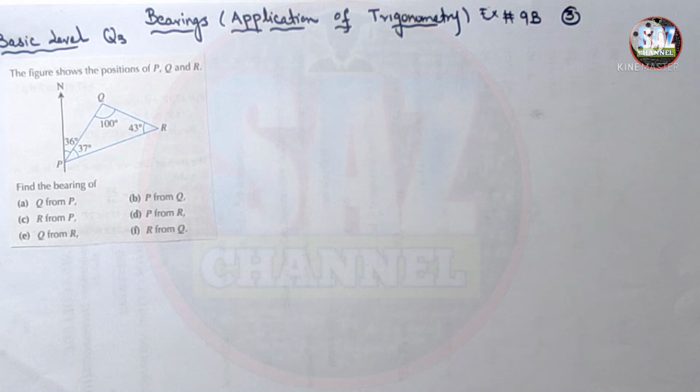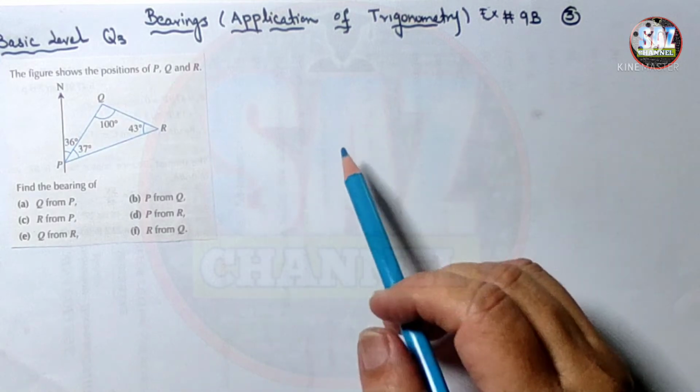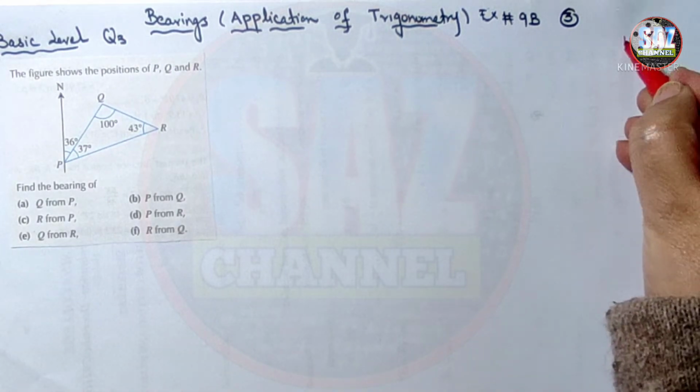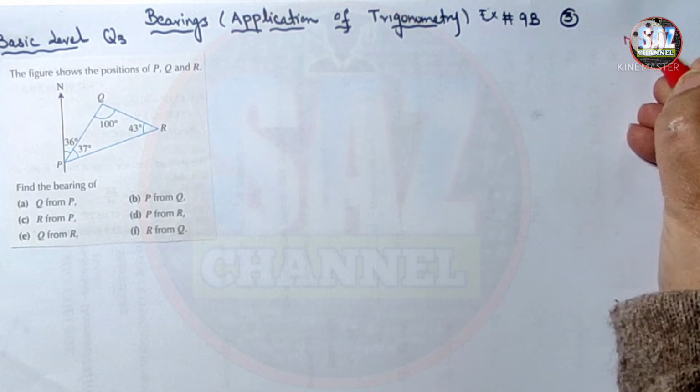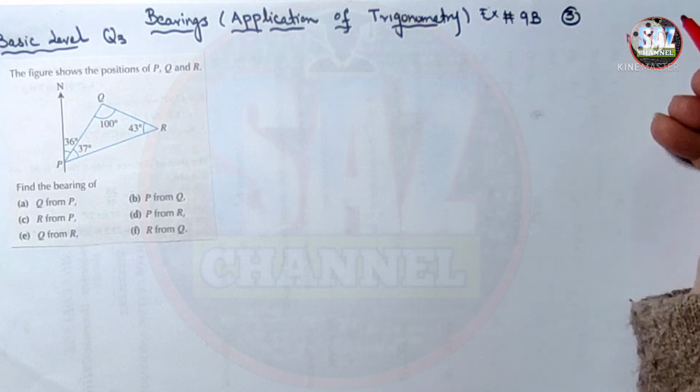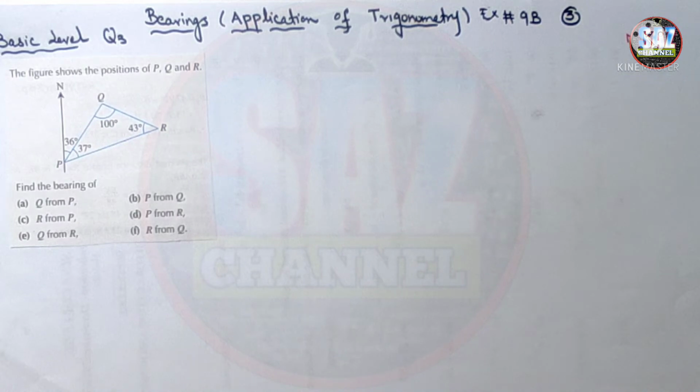This is my third lesson of D3 chapter number 9, exercise 9B, that is about bearings. What are bearings, how do we calculate the bearing of any position, and what are the three rules for the calculation of bearings? That is N, T and C. N is north, T is 3 digits and C is the clockwise direction. You have to keep this rule in your mind, and then the lesson of bearing will not be difficult for you.